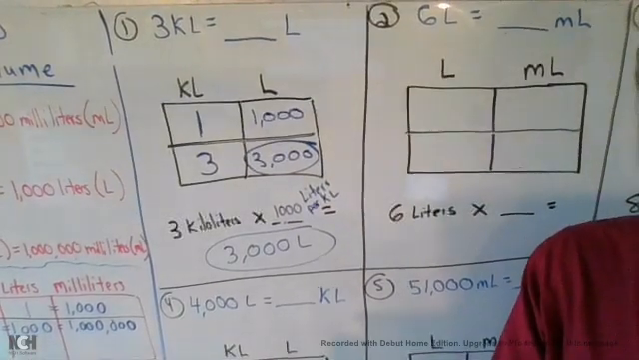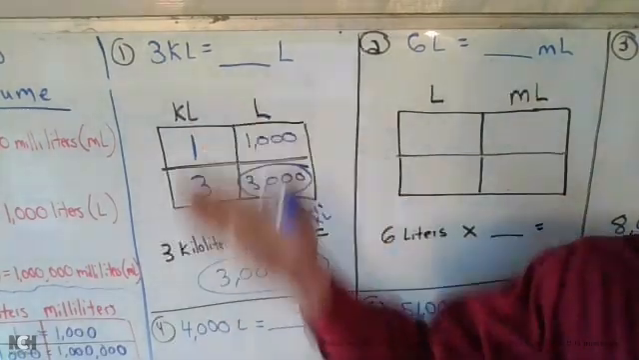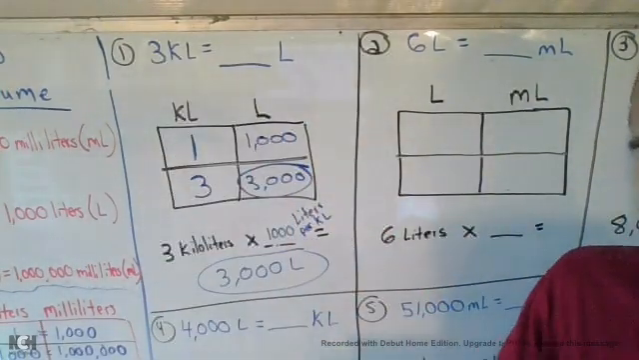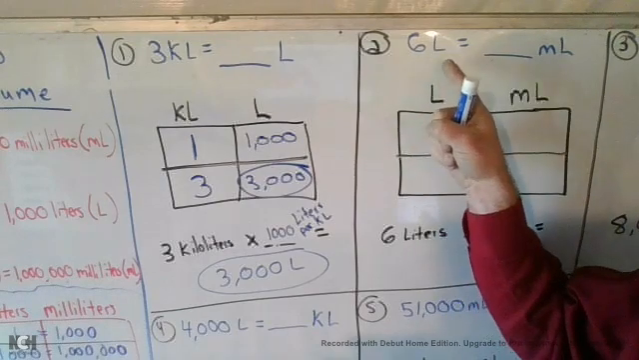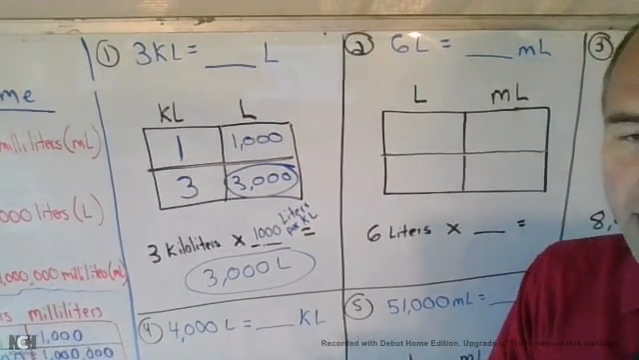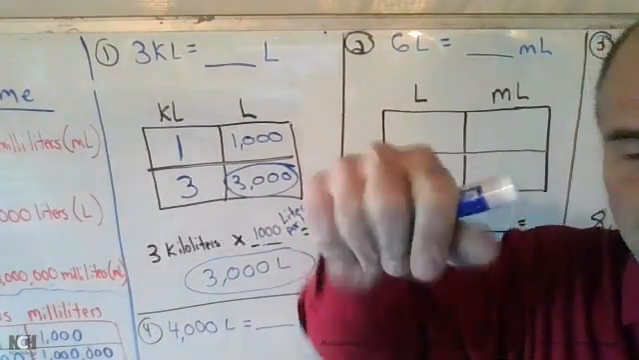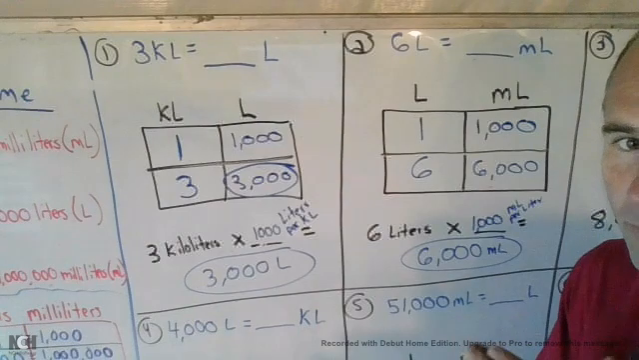This one I'm going to have you do on your own. Now, as you see, you can't see all that table information, so I hope you did record it all down. So 6 liters equals how many milliliters? Go ahead, hit the pause button, and solve this now. All right, and we're back.